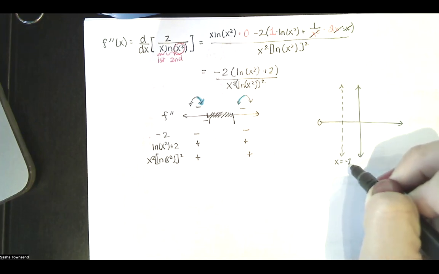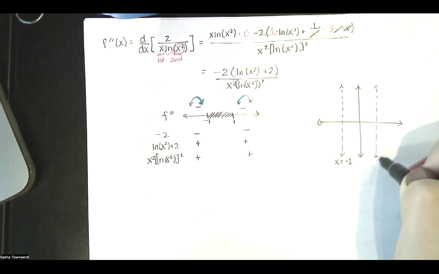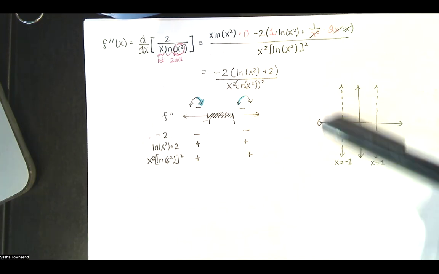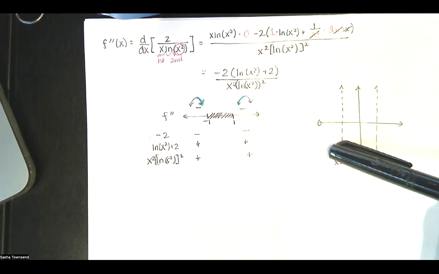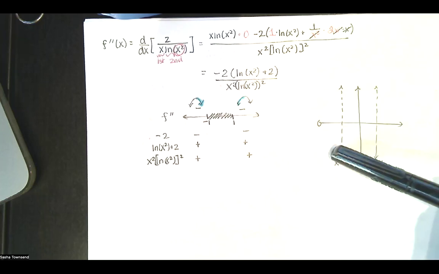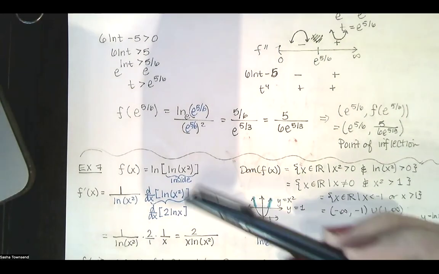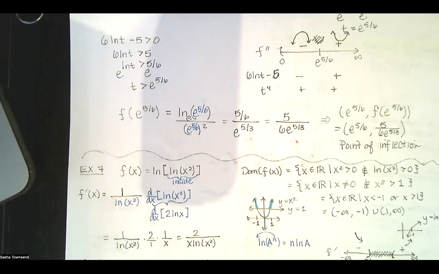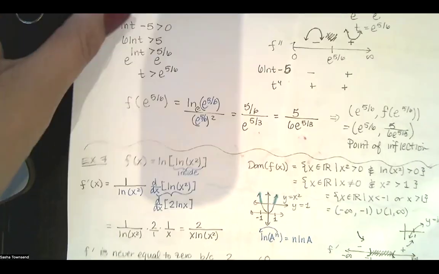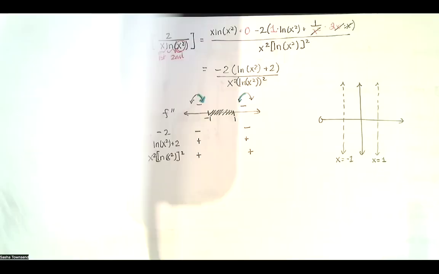Here's x equals -1. Here's x equals +1. And we know in this interval, the function is concave downward and decreasing. And on this interval, the function is concave downward and increasing. And I expect it to look something like a logarithmic graph, which has that basic shape. So let's look at the graph on Desmos.